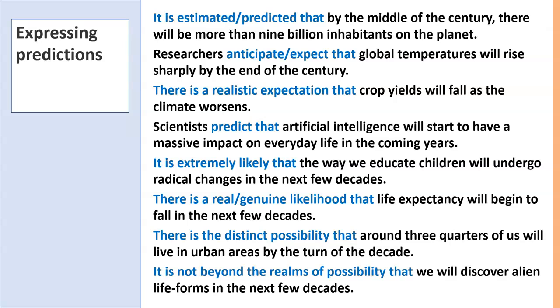and there is a real or genuine likelihood that works in a very similar way. There is the distinct possibility that we use when something might happen. We're not completely sure, but there is a possibility, and it's not beyond the realms of possibility. That is a nice phrase to talk about a future possibility, which we don't think will happen, but is not impossible.